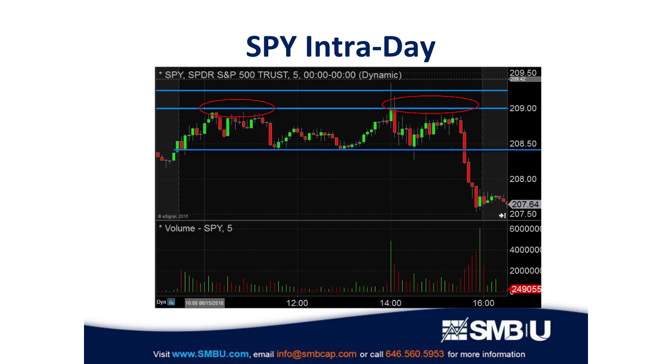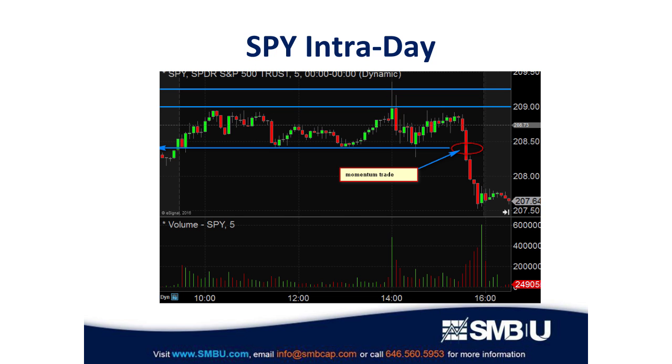And then what I wanted to see was what would happen when we came into the clear support. It was support in the morning, it was support in the middle of the day. What would happen there? And you can see we came into it and we bounced off of it. And then right at the end of the day, when we moved below, there was a momentum trade.